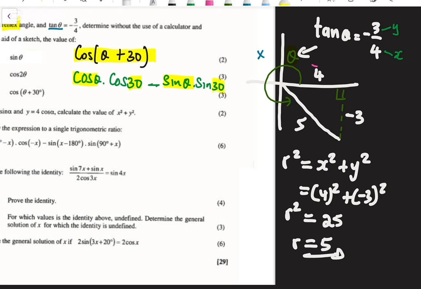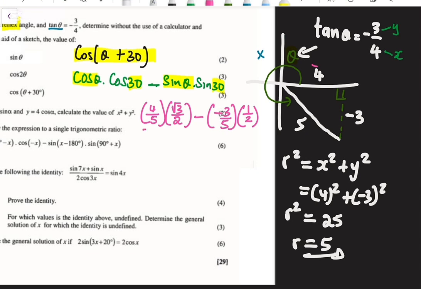So what is cos theta? Now, we know that cos theta is x over r. So it's 4 over 5. What is cos 30? It is a special angle, root 3 over 2. Minus, what is sine theta? Sine theta from the diagram, it is minus 3 over 5. What is sine 30? Sine 30 is 1 over 2.